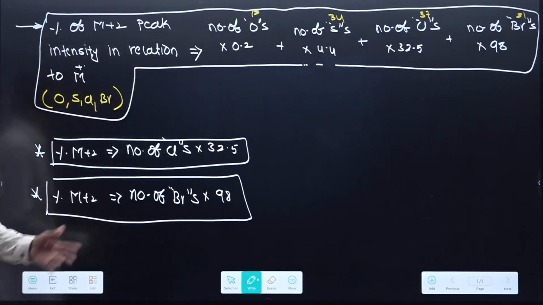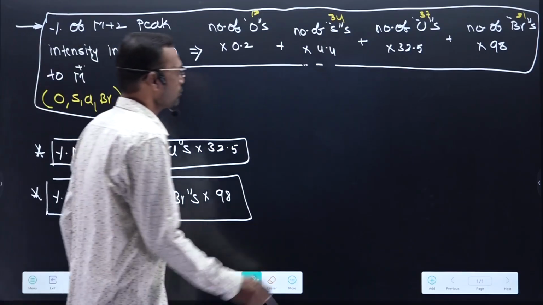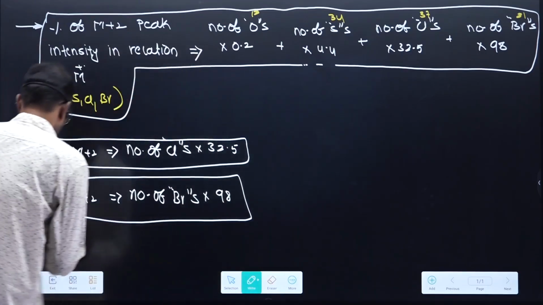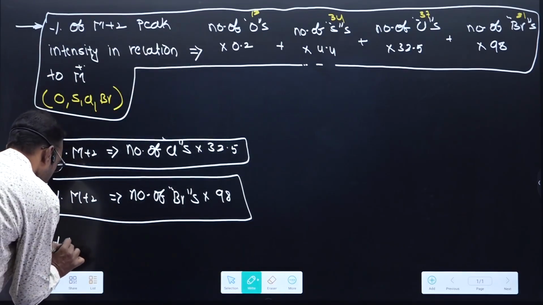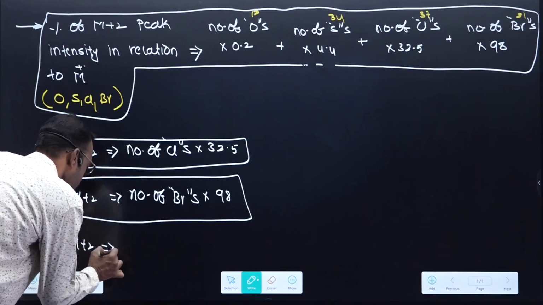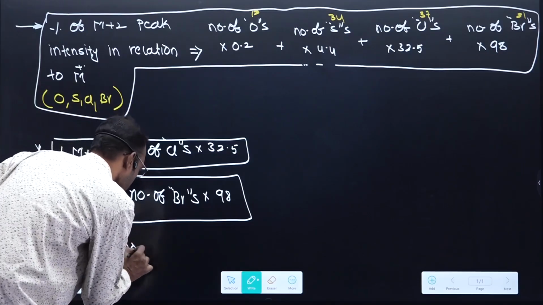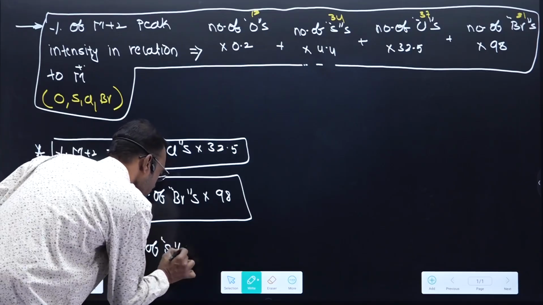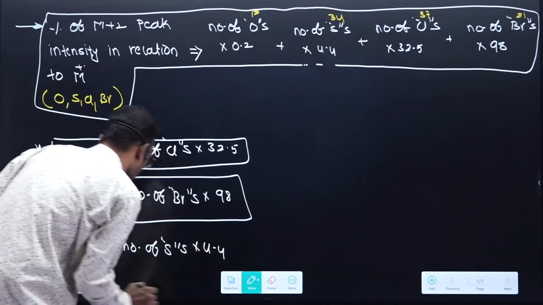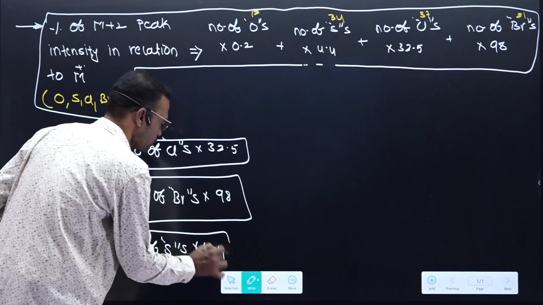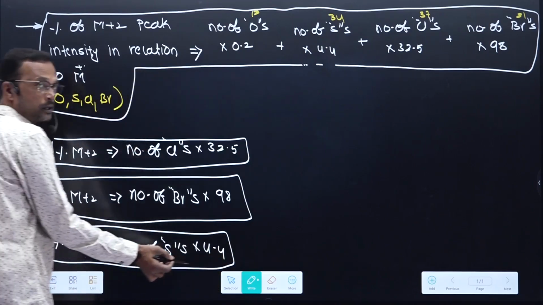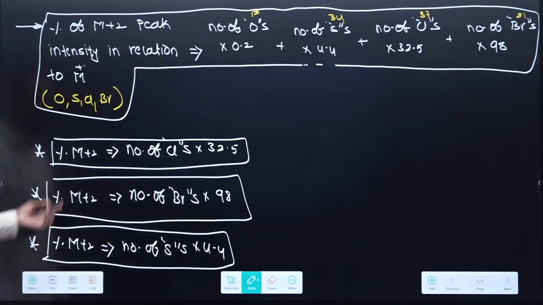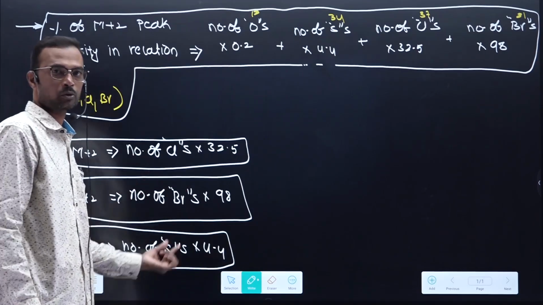Suppose sulfur is there and other elements are absent. If sulfur is present, percentage of M plus 2 peak intensity depends upon sulfur. Number of sulfurs multiplied by 4.4. Every sulfur adds 4.4. Suppose 2 sulfurs are present, 8.8, like that. These are M plus 2 contributors.